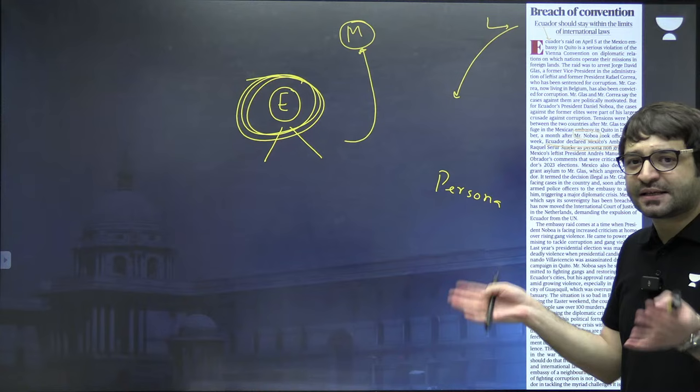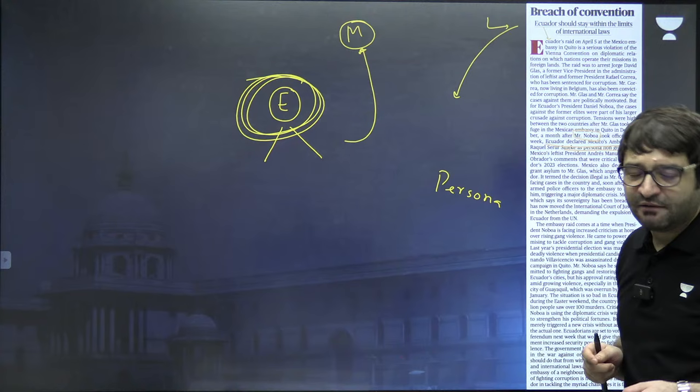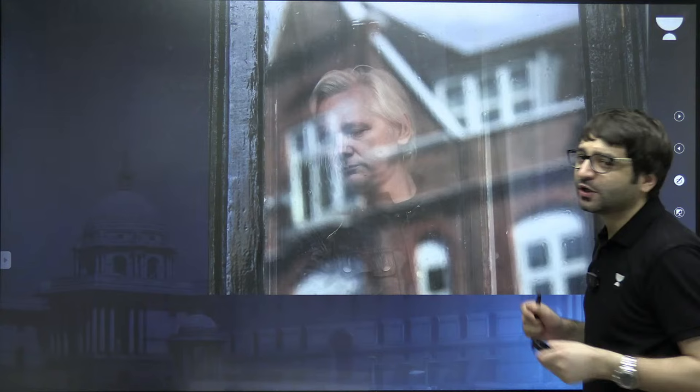So the irony is, Ecuador has raided Mexico's embassy, violating the Vienna Convention on Diplomatic Relations, where for a large number of years, Ecuador would give refuge to Julian Assange in its embassy in London. It was only many years later that Ecuador decided to allow Scotland Yard, the police in the UK, to arrest Julian Assange. And there is an ongoing case against Julian Assange continuing.